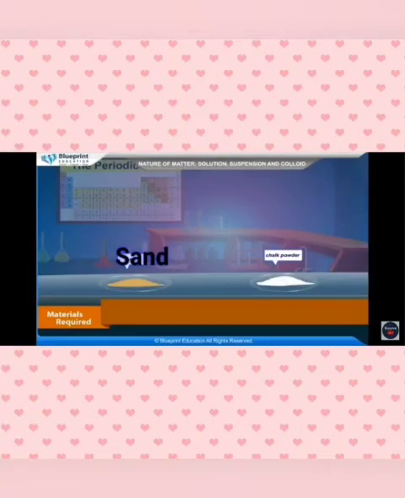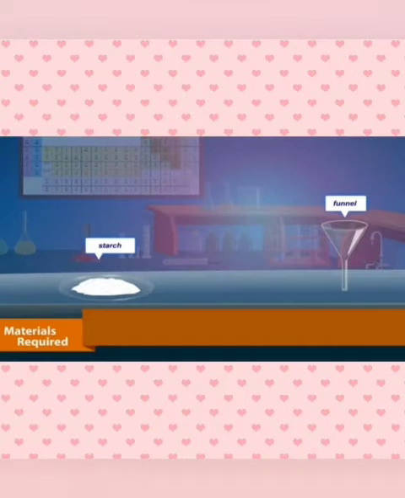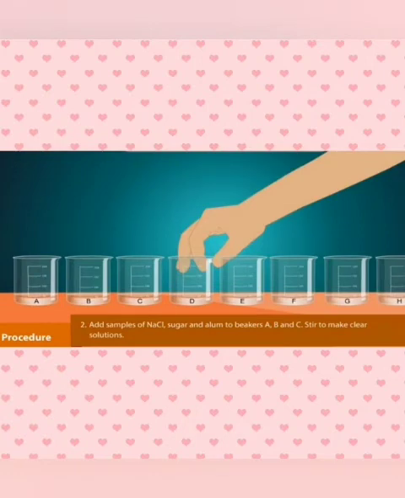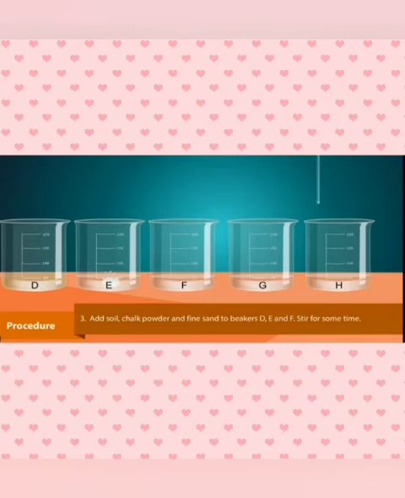The materials required, you can see here, are test tube, beaker, sugar, alum, salt, fine sand, egg albumin, soil and starch, as well as chalk powder and the funnel. When we talk about the procedure, children, that means how we are going to do the activity. A glass rod is there for stirring properly, and filter paper for the filtration method. So we have taken 6 beakers labeled A, B, C, D, E, F, G and H. The procedure you can see one by one.